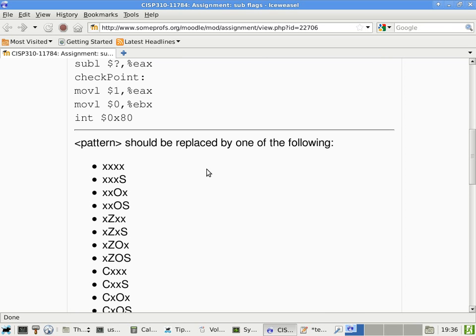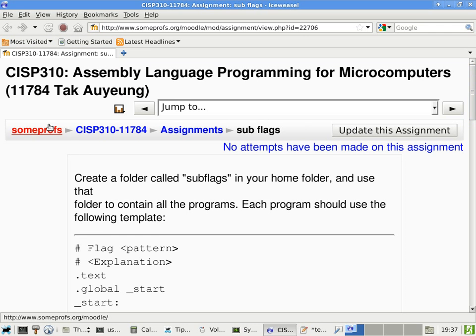All right. So, are there any questions about the add flags assignment? No questions? Okay. If there are no questions, we're going to move on and start to talk about subtraction and how the flags are set in the case of a subtraction.